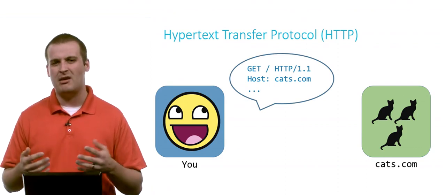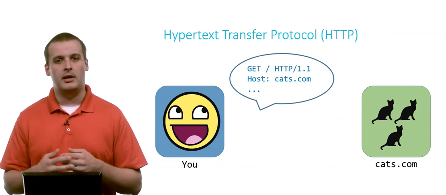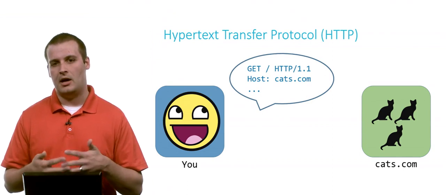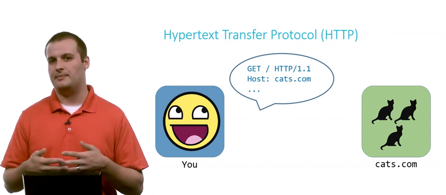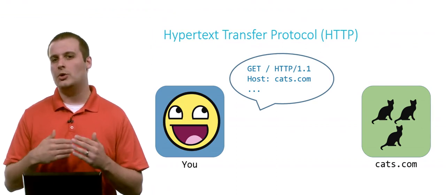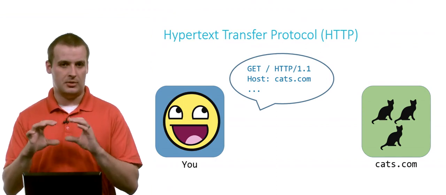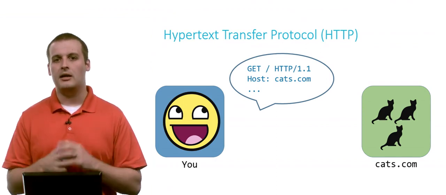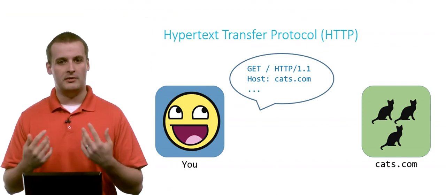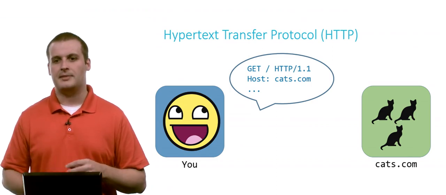There's also 1.0, which is not commonly used anymore. So I'm speaking HTTP 1.1, and I would like www.cats.com/. Please get that for me. And then there's other information too, which is information about who you are, so cats.com would know where to send it. But these are the two critical parts at the very beginning of an HTTP request. Just like when you start a letter, you say dear blank. This is very similar in spirit to that.